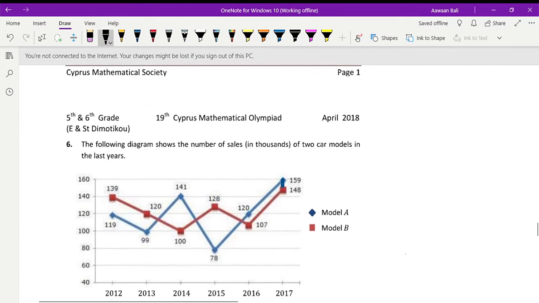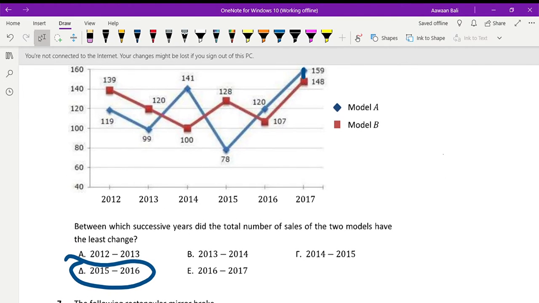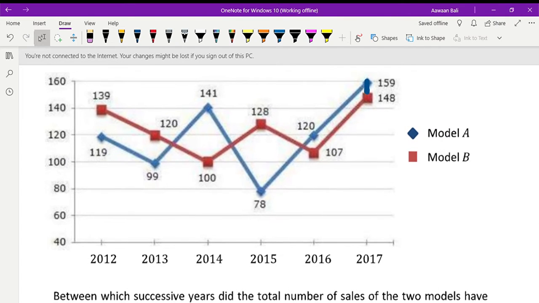Question number 6. The following diagram shows the number of sales in thousands of 2 car models in the last 5 years. Between which successive years did the total number of sales of the 2 models have the least change? So basically, what we're doing here is that we add the negative with the positive. The negative value, if they're both going down, which means it's negative, and that means it's the smallest.